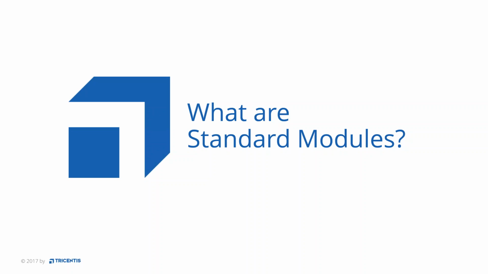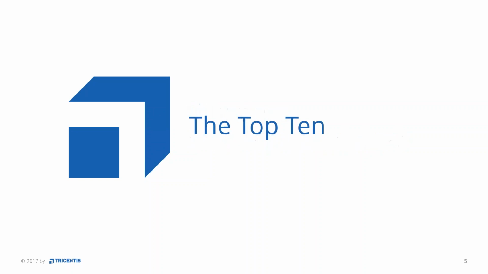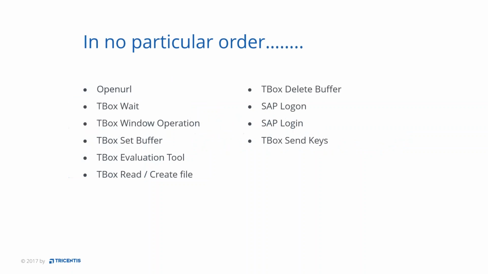So I hear you asking, what are the top 10 standard modules? So in my X Factor moment, in no particular order, the top 10 standard modules that we will be introducing you to today are OpenURL. This allows you to open websites within a browser. Tbox wait. During test execution, some test cases require certain wait times or delays to be observed before continuing with the next test step.